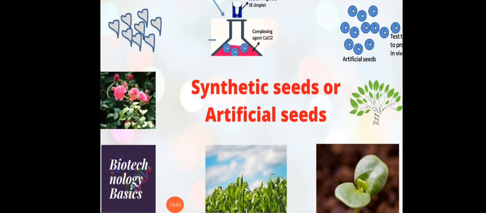So synthetic seeds are otherwise called artificial seeds. Artificial seeds are in very high demand nowadays. Every droplet is mixed with sodium alginate and embryoids, and dropped drop by drop into the calcium chloride solution. When the droplet comes into the calcium chloride, it becomes an encapsulated bead. Those beads are nothing but synthetic seeds. They are called artificial seeds.